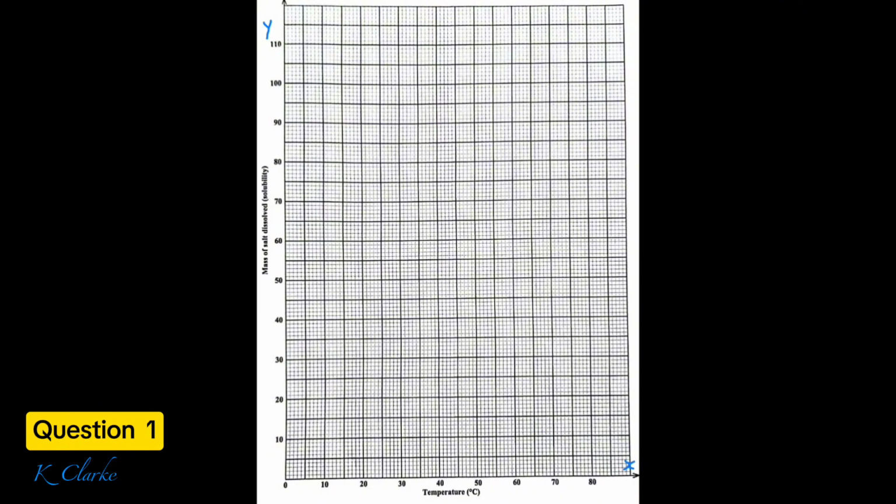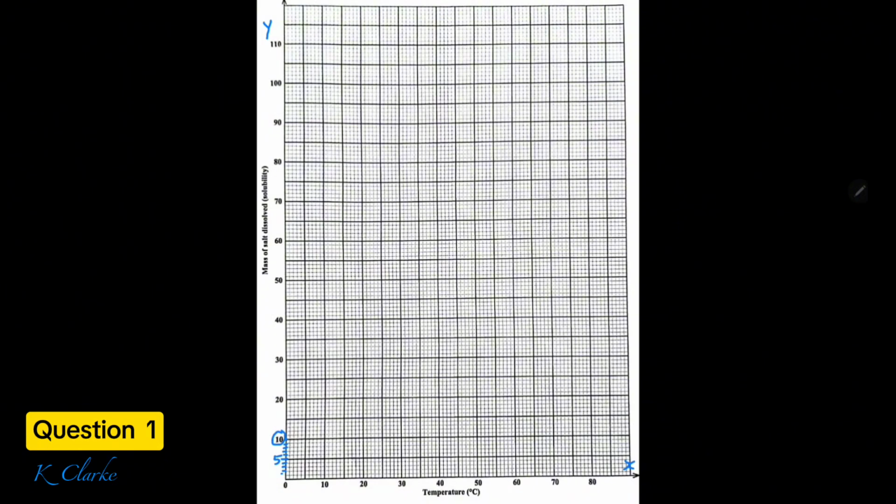Now as you can see, both axes already consist of a scale and you only need to plot the points. However, based on the data in the table, for the mass of salt dissolved, you must know the value of each line on the y-axis. So as you can see, 10 grams is right here. So between 0 and the 10 we have 5. So each thin line will represent 1 gram. So this will be 1 gram, this one 2 grams, 3 grams, 4 grams, and there you go, 5 grams. 6 grams, 7 grams, 8 grams, 9 grams, and there you see 10 grams.